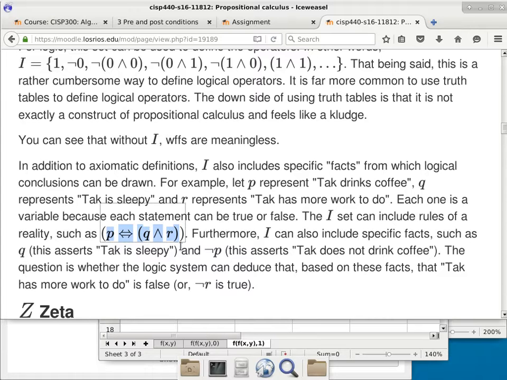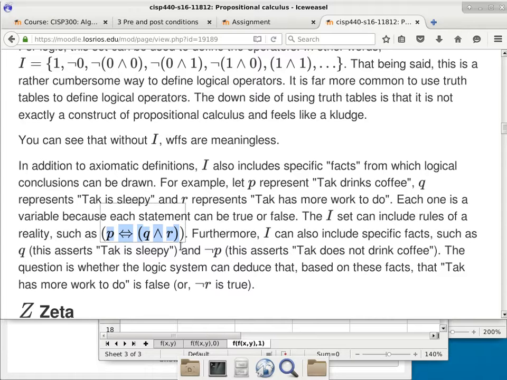But P itself is a variable, can be true or false. Because it's not in iota, I did not put P itself in iota. I did not put Q in iota. I did not put R in iota. I put this expression in iota, which means this expression is guaranteed to be true.